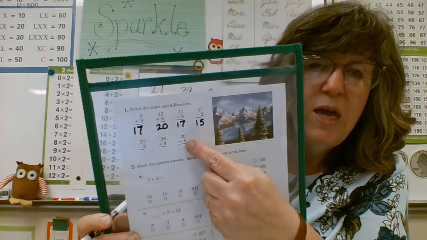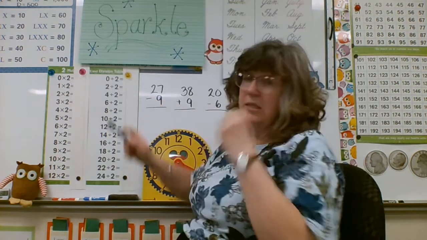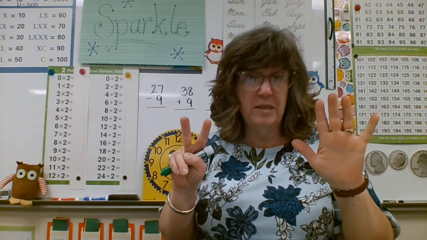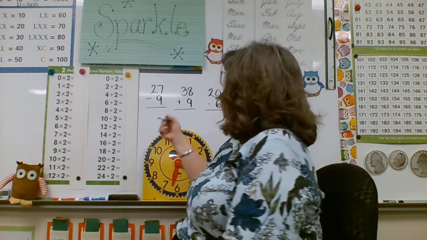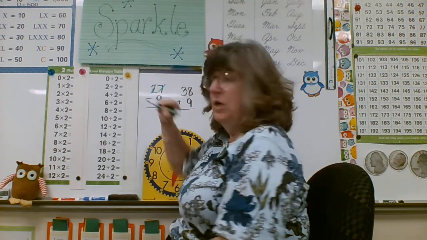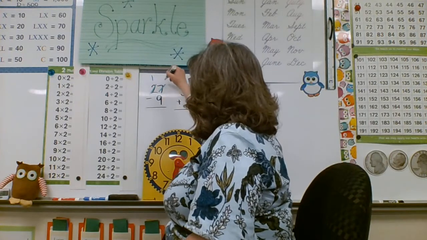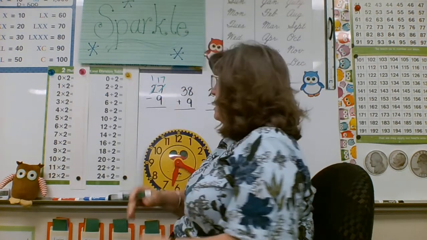Okay, now we have 3 problems right here. They're on the board behind me, but I need some helpers. Okay, Madison, we're going to see if you can help me on the first one, okay? Madison, I have 27 minus 9. Can I do 7 minus 9? I can't, so I need to borrow, okay? So help me, Madison. What am I going to do? Okay, she said cross out the 7, cross out the 2. 2 is going to become a 1. 10 plus 7 is 17.